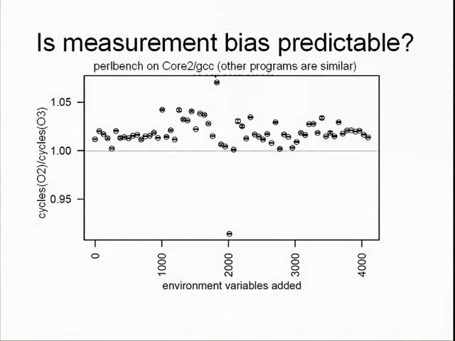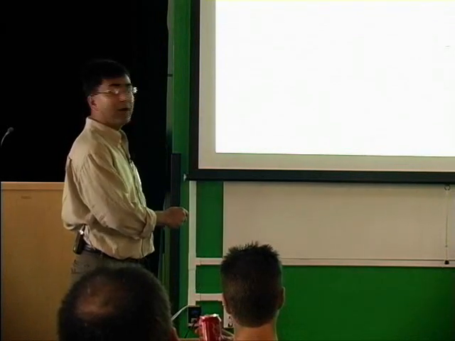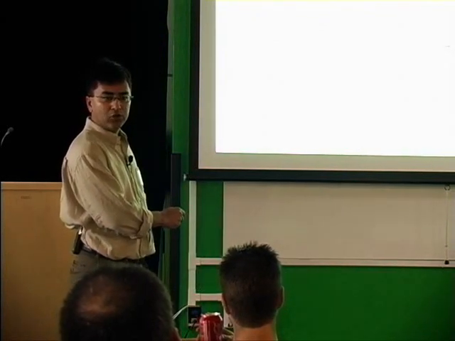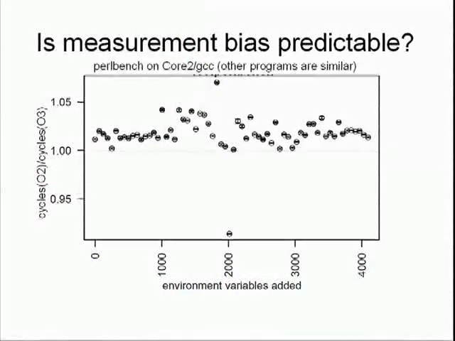The thing to note here is that adding an environment variable can make O3 look better, such as here it looks 7% better than O2. Or it can make it look much worse, and here it looks about 9% worse than O2. So adding environment variables does not have an easily discernible, predictable behavior. We cannot predict this behavior and act on it.